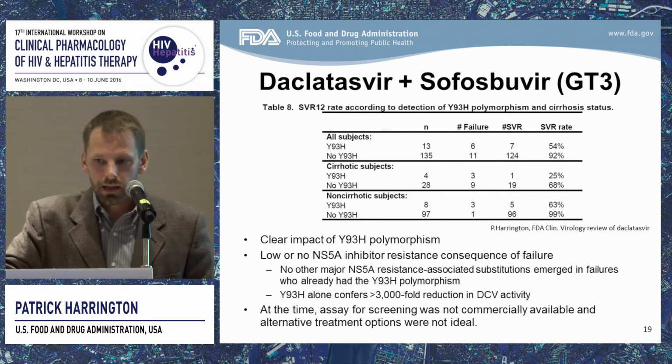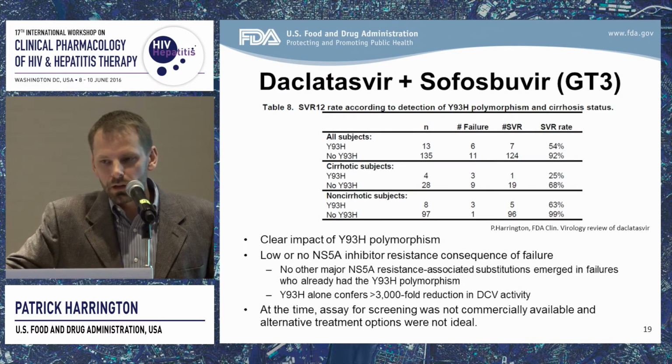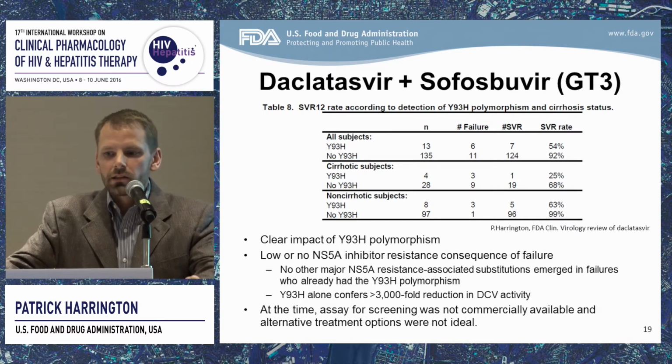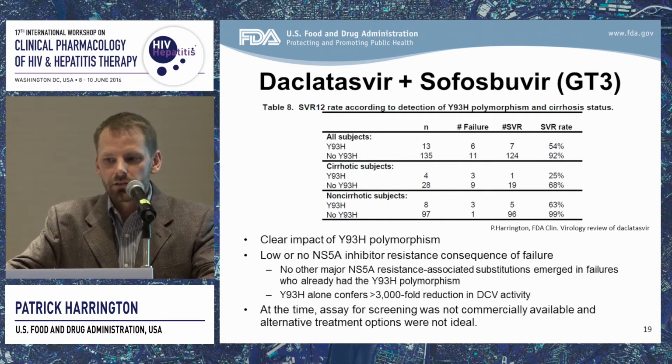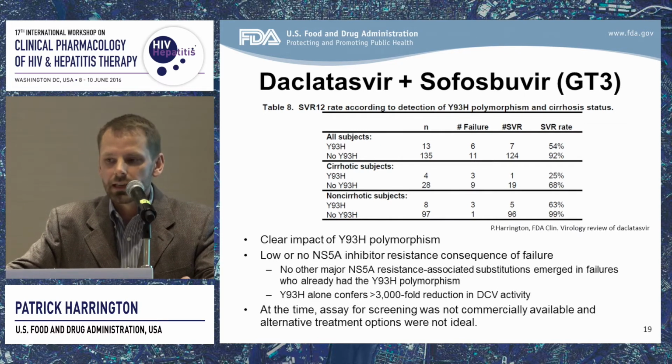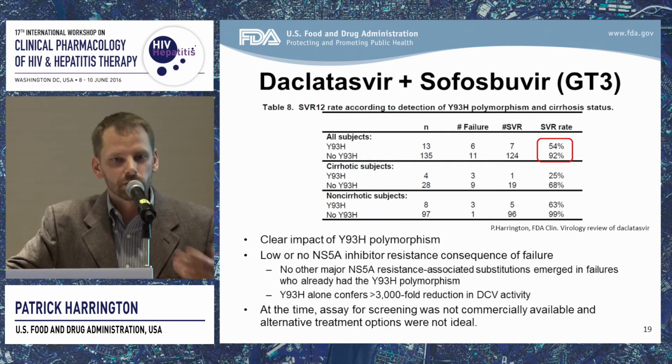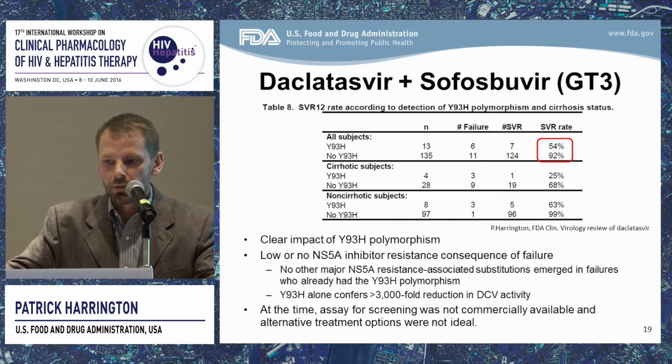Now, the story, as you heard from the previous speaker, was a little bit different with the Daclatasvir Sofosbuvir regimen. This is showing an analysis of the ALLY-3 registrational trial that was conducted in patients with genotype 3 infection. And as you can see, those with the Y93H polymorphism in NS5A had a pretty dramatically reduced SVR rate of 54%. Pretty small numbers, but we did see a consistent trend in both cirrhotic and non-cirrhotic subjects. So there was this pretty clear impact of this polymorphism on treatment outcome.